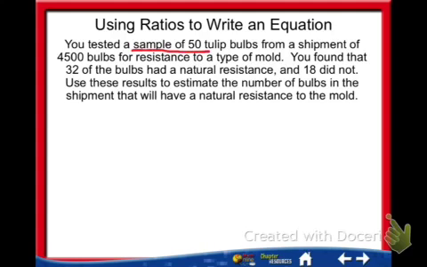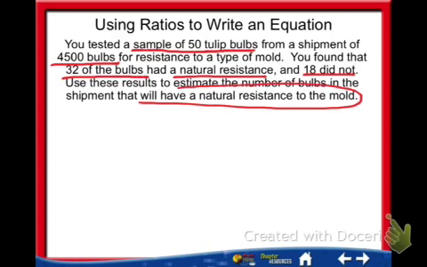Our sample is 50 tulip bulbs. We received 4,500 bulbs. 32 of the bulbs had natural resistance. 18 did not. Use these results to estimate the number of bulbs in the shipment that will have a natural resistance to the mold. That means that we don't even need 18 anymore.